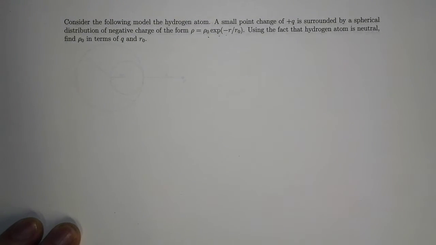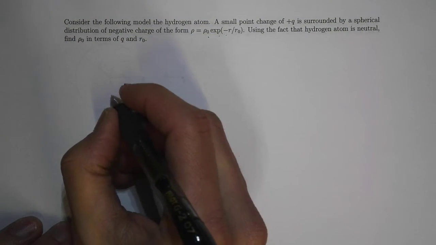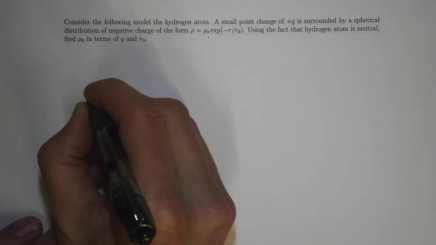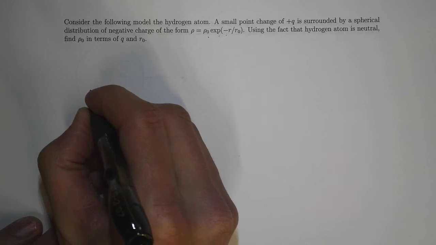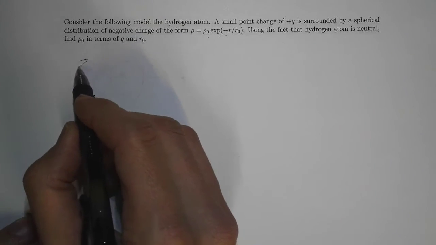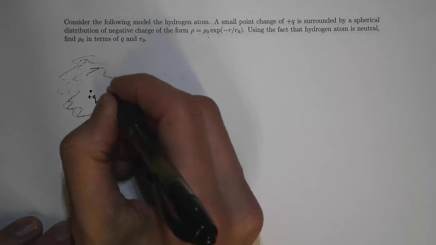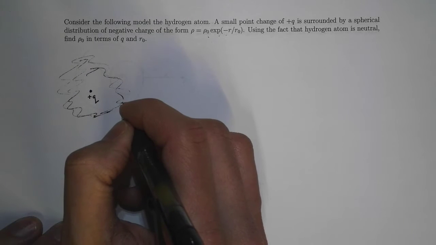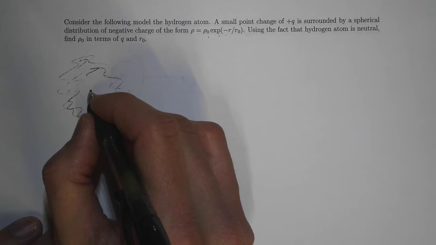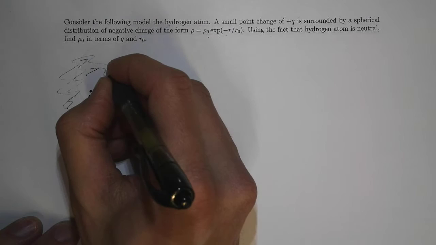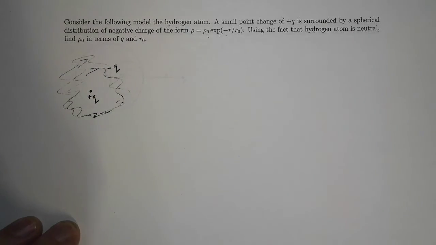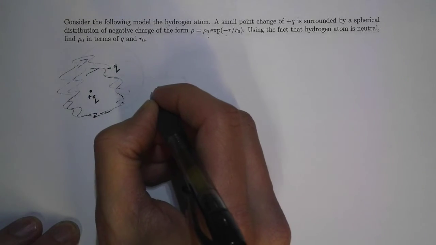Alright, so this is a very interesting problem. Okay, let's basically start by drawing a picture. So what you have is at the center you have a positive charge plus Q, and you're surrounded by a cloud of electrons, right, whose total charge must be such that it neutralizes this one. So the total charge of the electrons must be minus Q, right? Now they follow a special distribution.